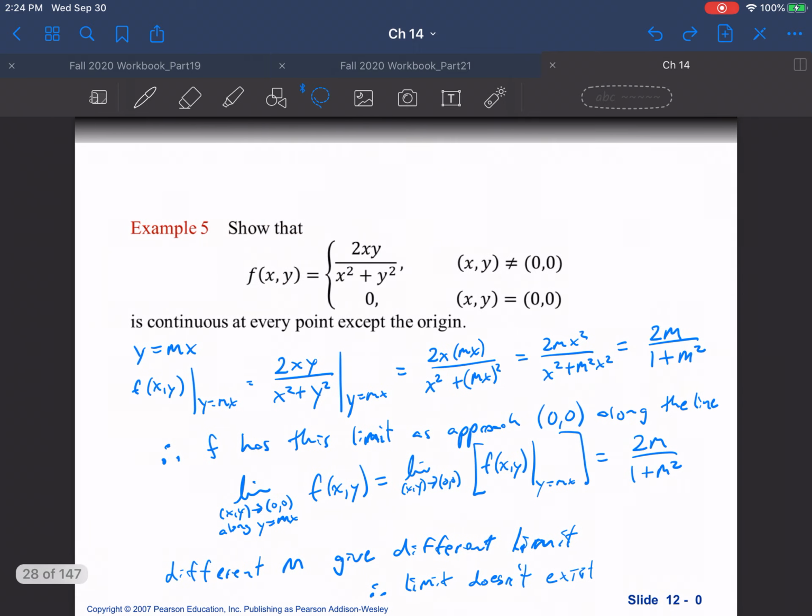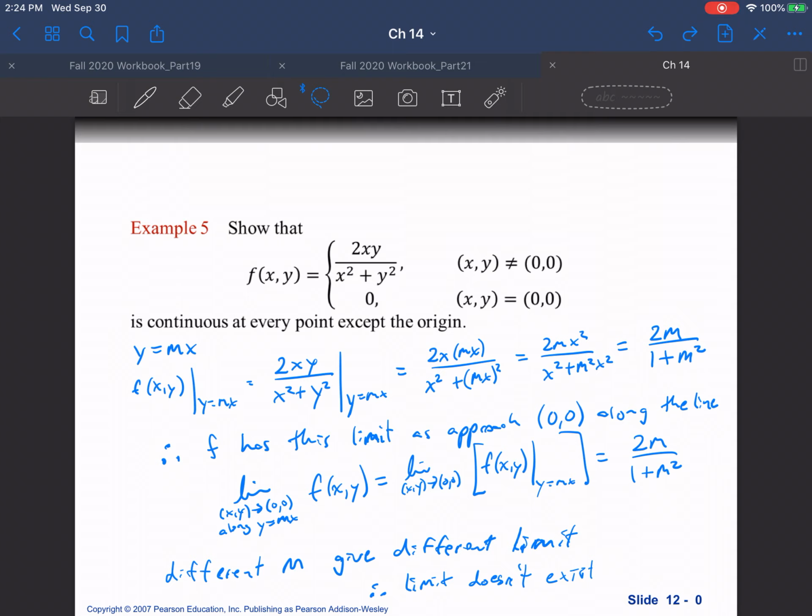Okay, so here's one again. I already did it out, but let's go through it. This says show that f of x, y equals this piecewise function here, where at the point where our 2xy over x squared plus y squared wouldn't be defined, we're going to define that as 0. Now, it is continuous at every point except the origin. So that's what we want to show.